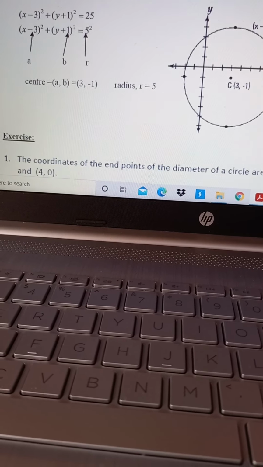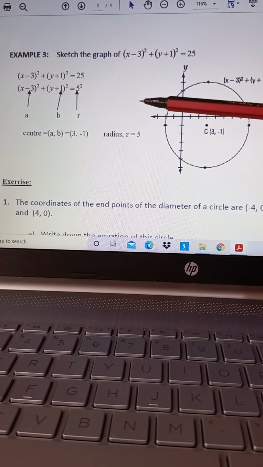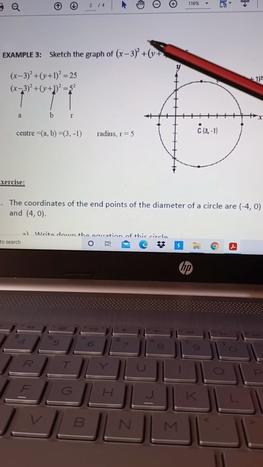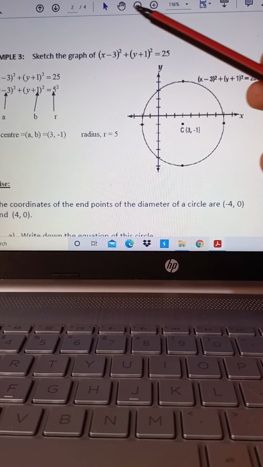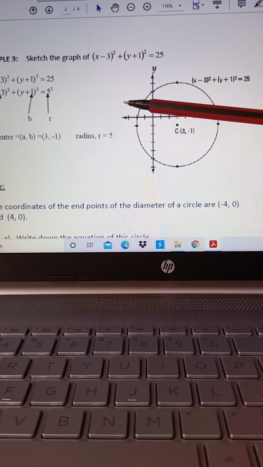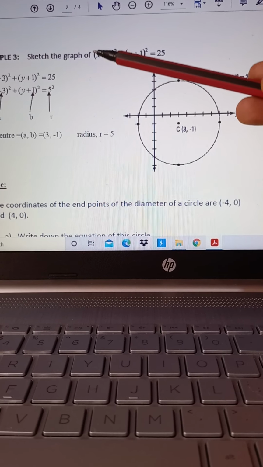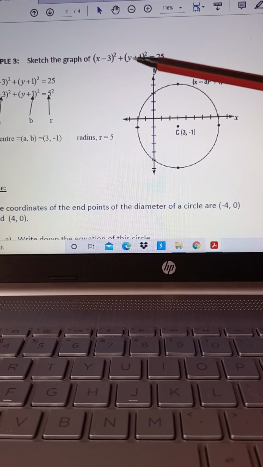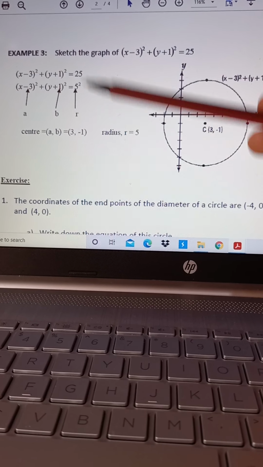Moving ahead, now this is the one I was talking about, example 3. Sketch the graph of x minus 3 squared plus y plus 1 squared equals 25. These are your movements in the graph. Negative 3 means 3 units to the right. Plus 1 with the y means 1 unit down. So first thing we need to identify from here is the center of the circle. The new center of the circle: number with the x, change the sign, 3. Number with the y, change the sign, negative 1. So the new center of the circle is 3, negative 1.